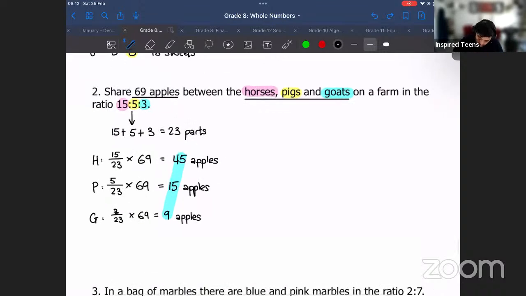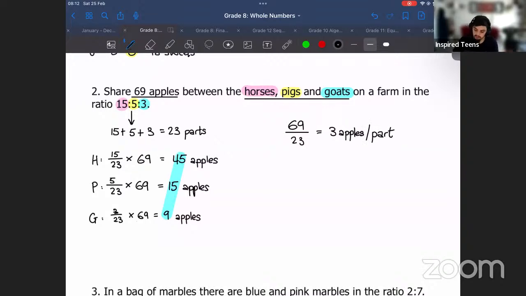If you want to do it the other way, basically you're going to say 69 divided by 23 parts. In that case, you're going to get an answer of 3. So it's 3 apples per part, basically, per share, if you'd like. And then of course, since you know that's 3 apples per part, for horses you're going to say they have 15 parts or 15 shares. So 15 times 3, you'd say 5 times 3. And for goats, you'd say 3 times 3. And of course, you'll get the same answers. Okay, let's move on.